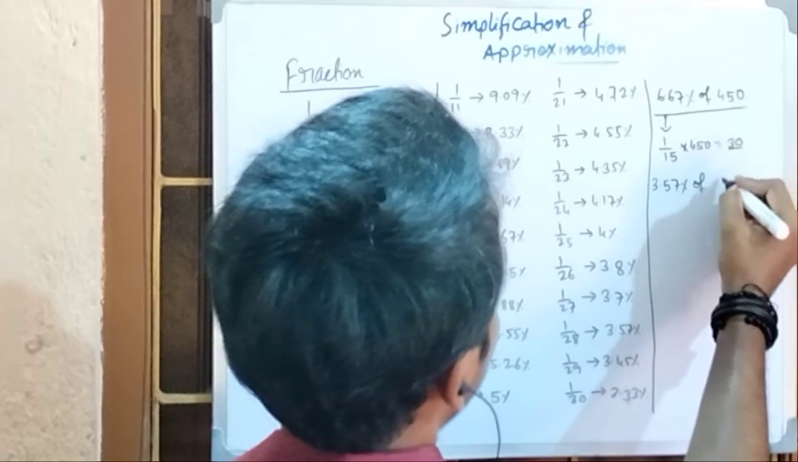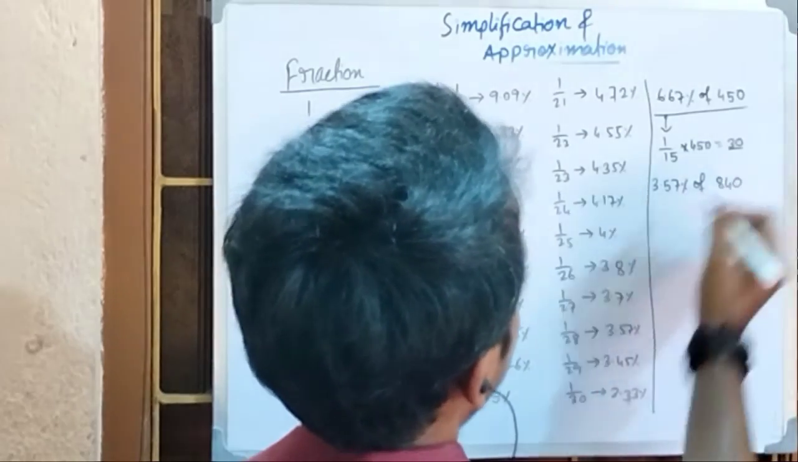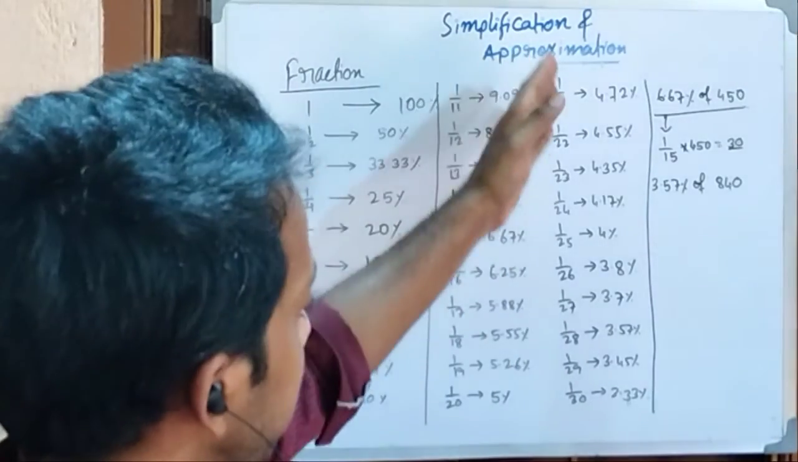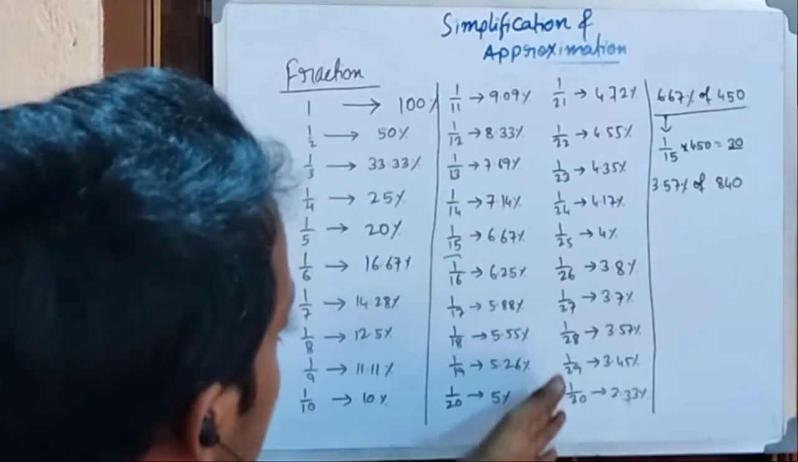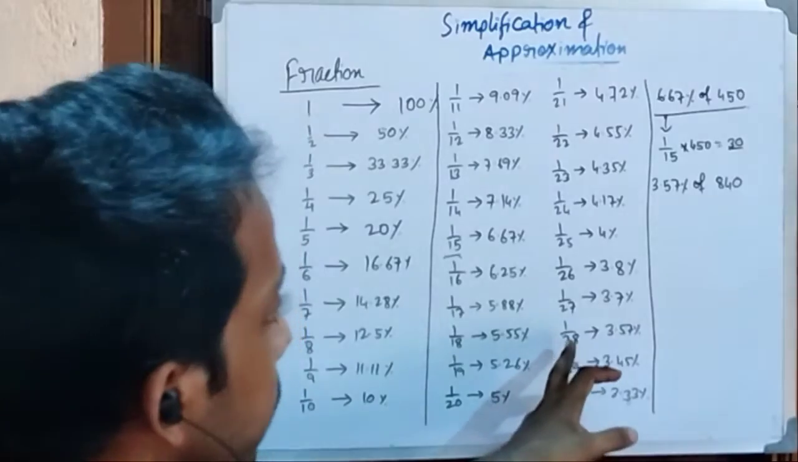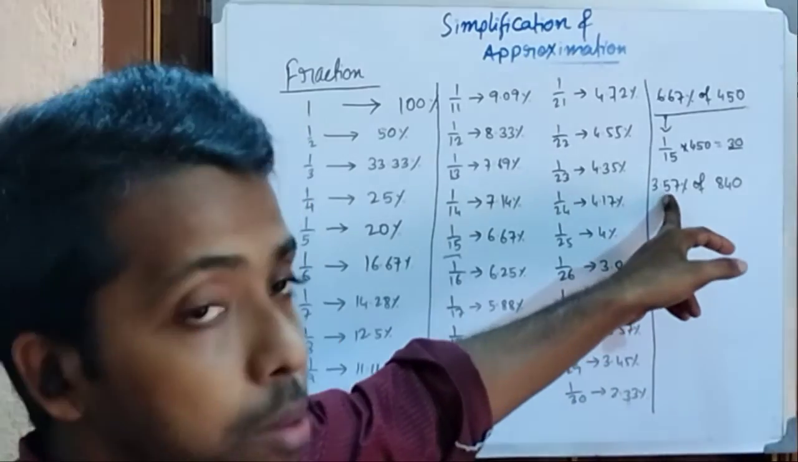3.57% of 840. So what is the fractional value of 3.57%? Where is 3.57%? I think in the third row, third column, right? So 3.57 is here. So 1 by 28 gives us 3.57%.